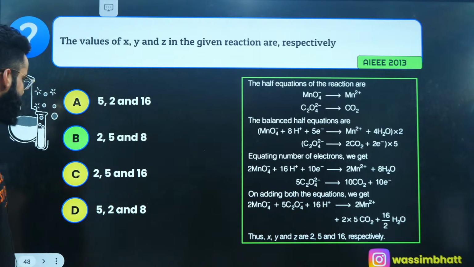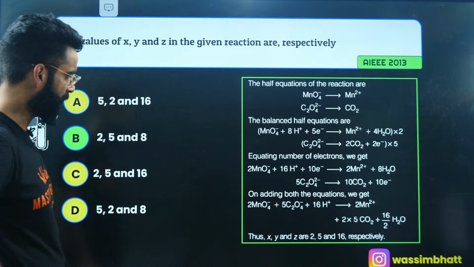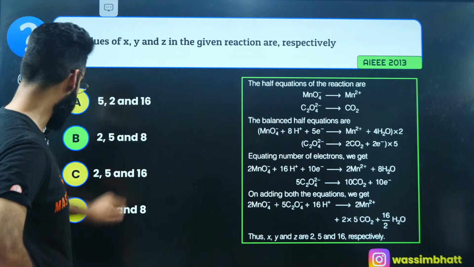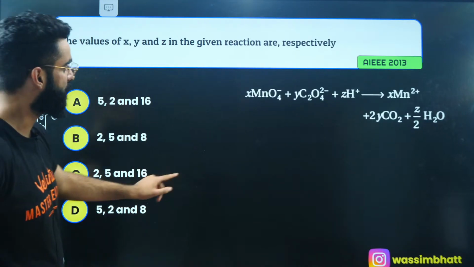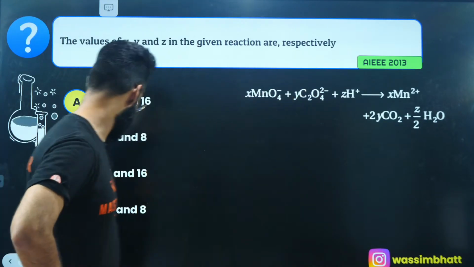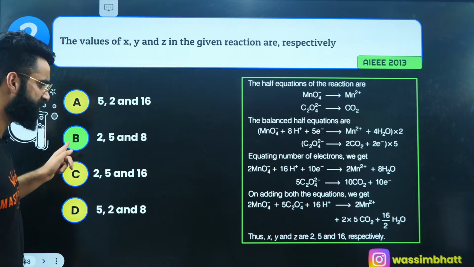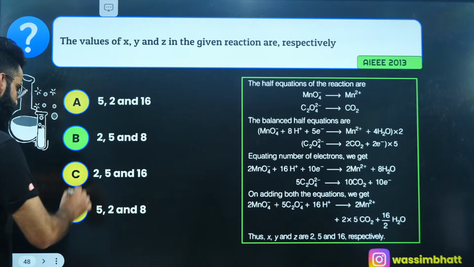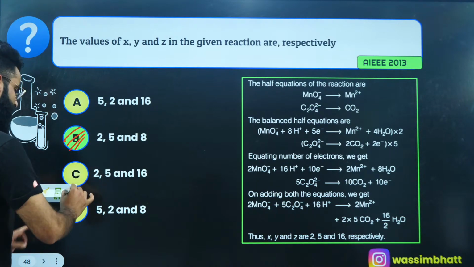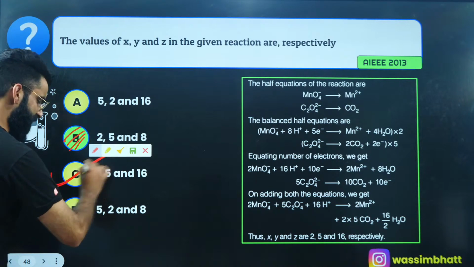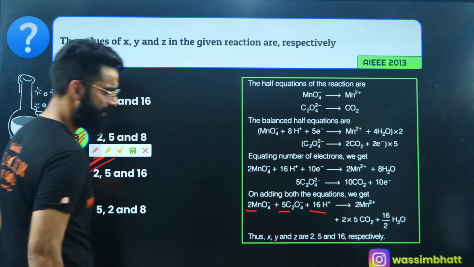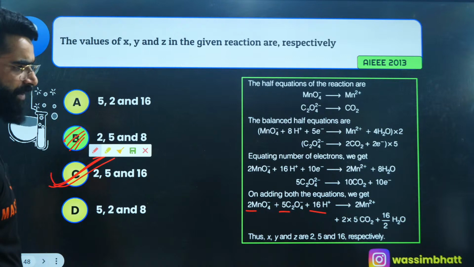It's showing option 258, but no, it is 2516, right? What do I need to see? X, Y and Z. This is X, this is Y, this is Z. So it's mistakenly given as option B, but it's not going to be option B, it's going to be 2516. The correct option is going to be option C. As you can see over here, we balanced it a few minutes back only, right? So it's going to be 2516. Perfect.